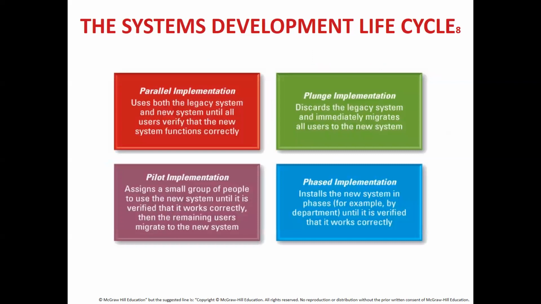Okay, so we have the different types of implementations. So you have parallel implementation, which uses both the legacy system, by the way, it means the old system, and the new system until all users verify the new system functions correctly. This is where you have the new system and the old system side by side, unless and until you are very much confident that the new system fulfills all the requirements and ensures that all the functions are correctly performed. Only then the legacy system or the old system is put aside.